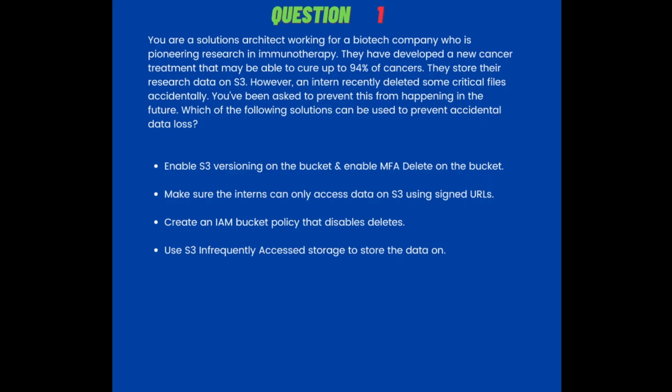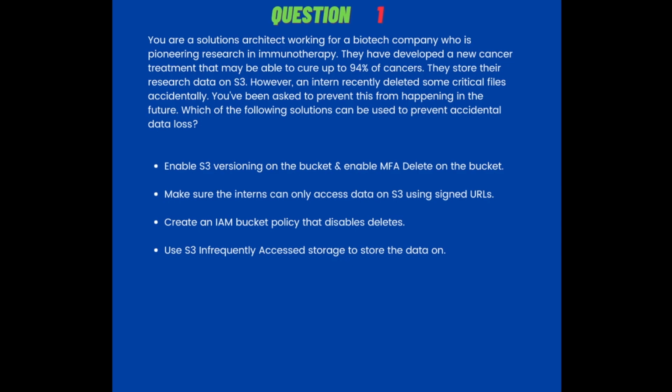So the first question is, you are working as a solution architect for a biotech company who is pioneering research in immunotherapy. They have developed a new cancer treatment that may be able to cure up to 94% of cancer. They stored their research data in S3. However, an intern recently deleted some critical files accidentally. You have been asked to prevent this from happening again. Which of the following solutions can be used to prevent accidental data loss?